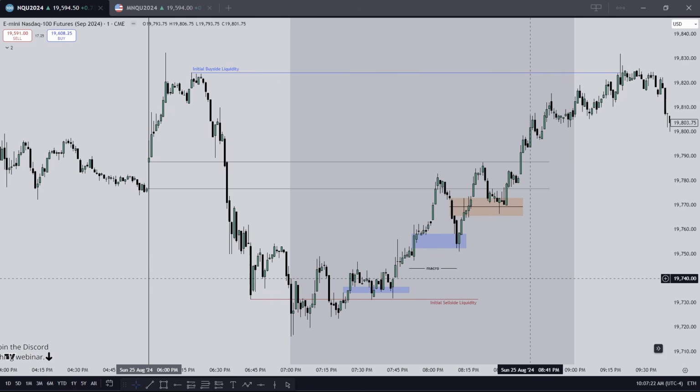How to trade the Asian session. Use the new day opening gaps for Asia.